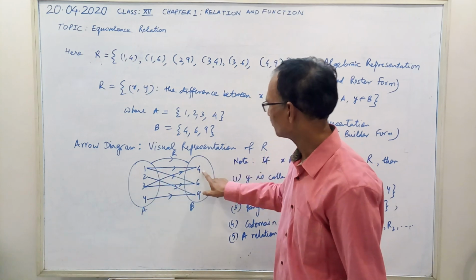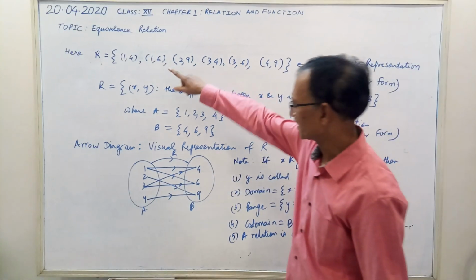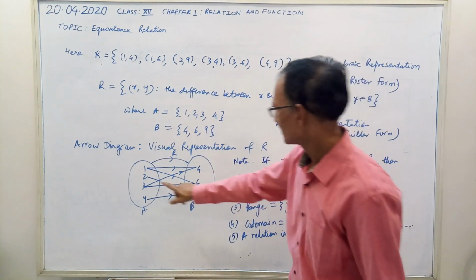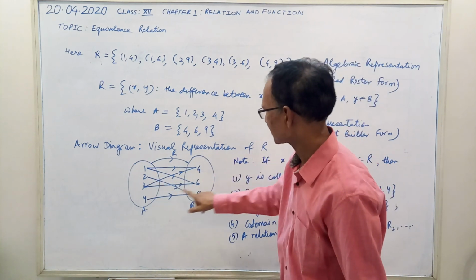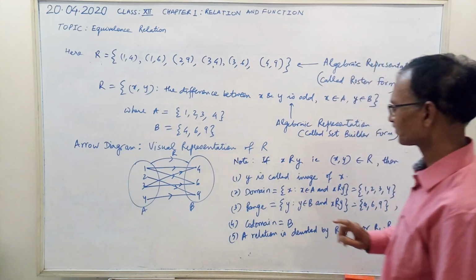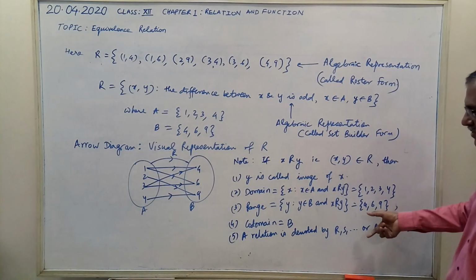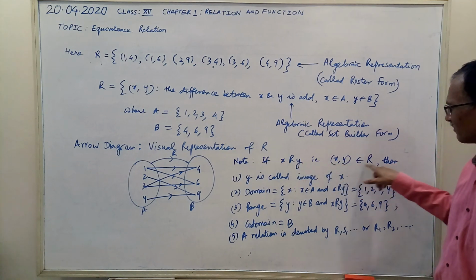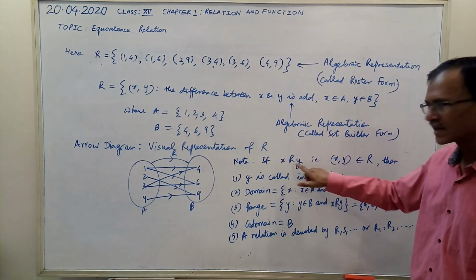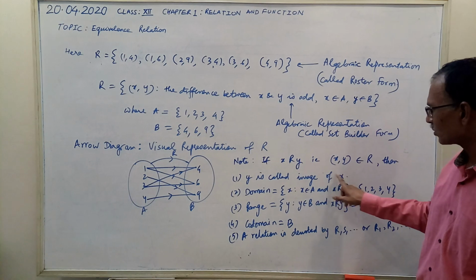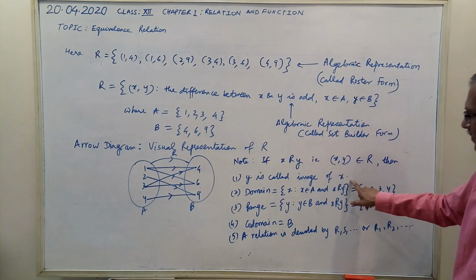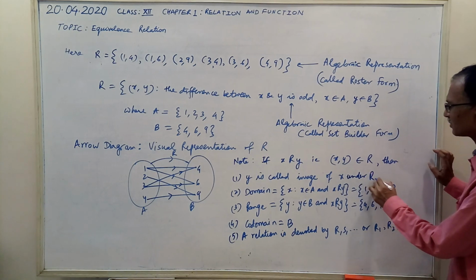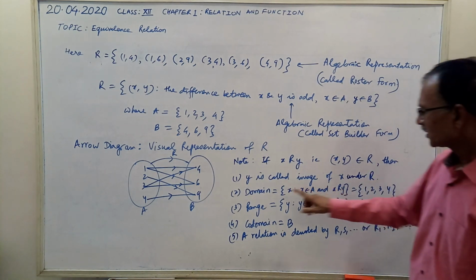So 1 is connected to 4 because (1, 4) is there. 1 is connected to 6, 2 is connected to 9, 3 is connected to 4, 3 is connected to 6, 4 is connected to 9. So these are the points to be noted. If any ordered pair (x, y) is there in R, that means x is R-related to y, then y is called the image of x under R, under the given rule, the given relation.